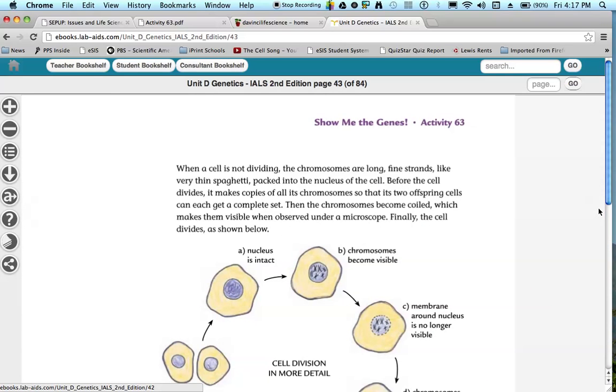When a cell is not dividing, the chromosomes are long, fine strands, like very thin spaghetti, packed into the nucleus of a cell. Before the cell divides, it makes copies of all its chromosomes so that its two offspring cells can each get a complete set. Then the chromosomes become coiled, which makes them visible when observed under a microscope. Finally, the cell divides as shown.